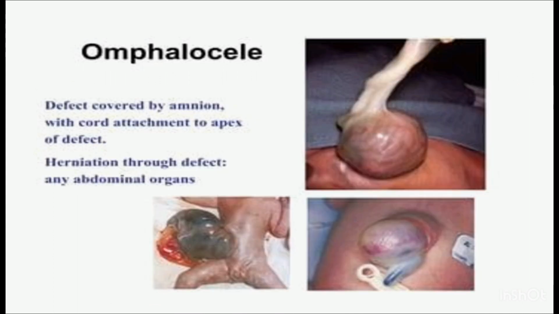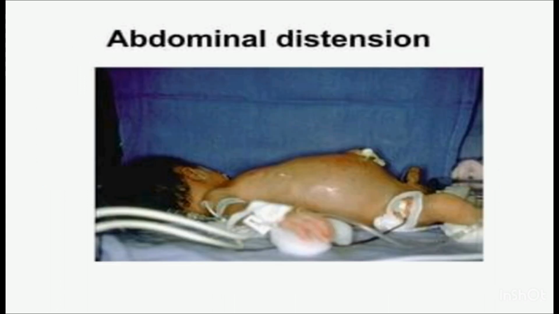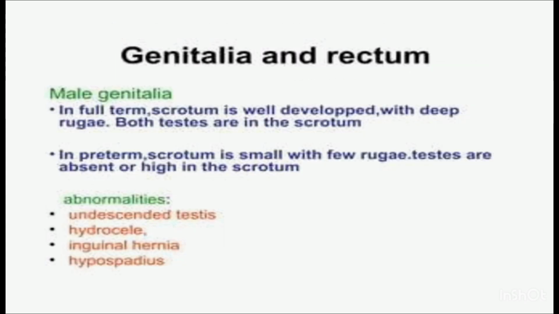Now next is omphalocele, a defect covered by amnion with the cord attached to the apex of the defect. Any abdominal organ can be herniated through the defect. Now this is the picture of abdominal distension, and you can see the distended abdomen of the baby.